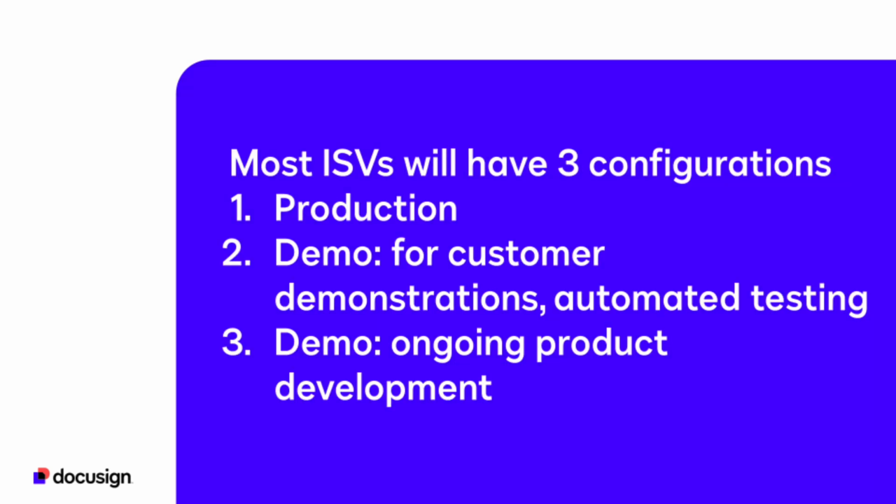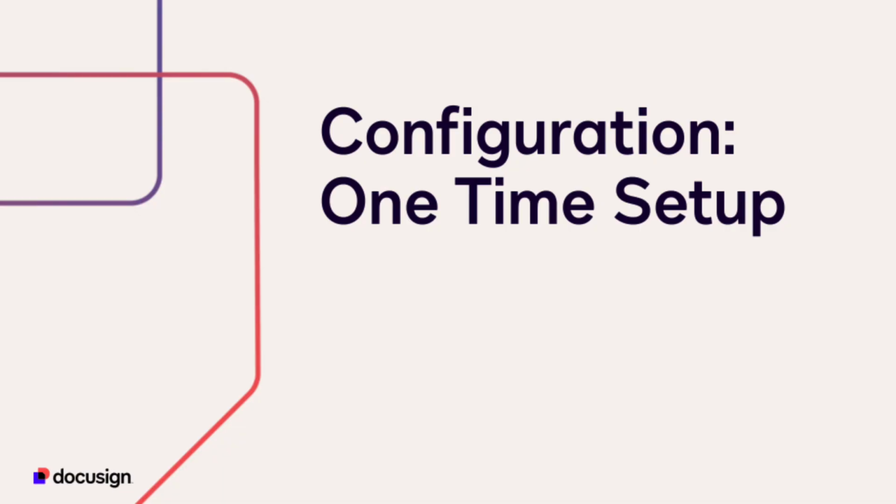In practice, most ISV embed partners will replicate this pattern 3 times. First, in production. Second, in the development system, demo, a configuration is used to demonstrate the application to potential end customers. This system can also be used for automated testing. A third configuration, also in the demo system, is used by the ISV's engineering and product development teams. If desired, ISVs can create additional configurations for staging releases, canary versions, and so forth.